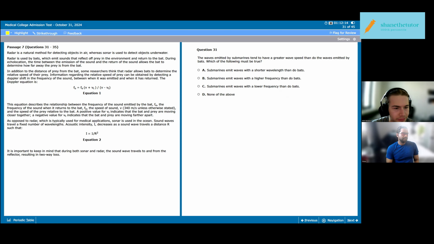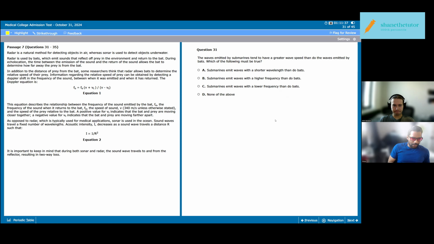Okay. As opposed to radar, which is typically used for medical applications, sonar is used in the ocean. Sound waves travel a fixed number of wavelengths. Acoustic intensity I decreases as the sound travels a distance r such that I is proportional to 1 over r squared. It is important to keep in mind that during both sonar and radar, the sound travels to and from the reflector, resulting in a two-way loss. Okay.